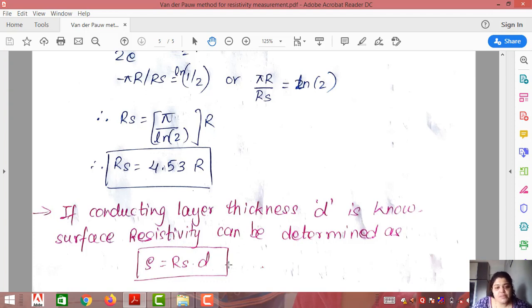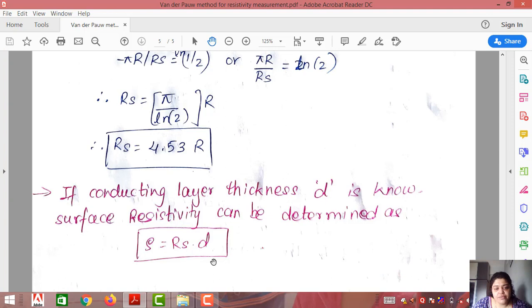So this is the method, this is the van der Pauw method which is used to find out the resistivity of the sample. Now this itself is a topic which can be a 4 to 7 marks question, that is part A. Hope you've understood the video. Thank you.